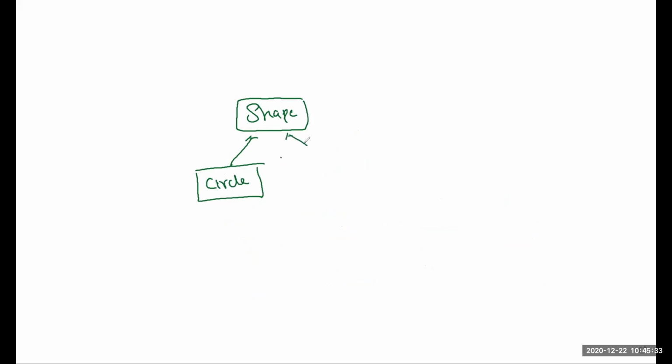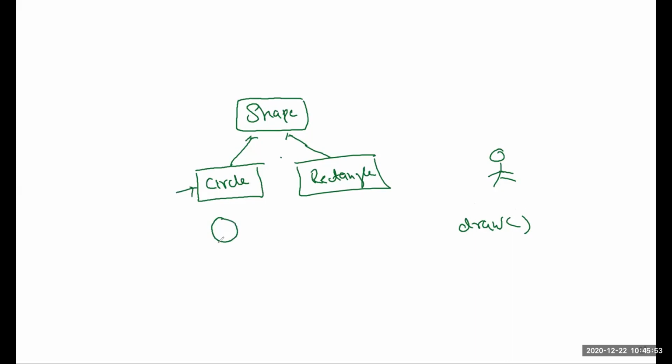And the second child class is a rectangle. Both are shapes, right? So you can easily do inheritance here. Now suppose you give a command draw. So what should happen if you are giving the command to both of these? If it's a circle, a circle should be drawn. If it's a rectangle, a rectangle should be drawn.